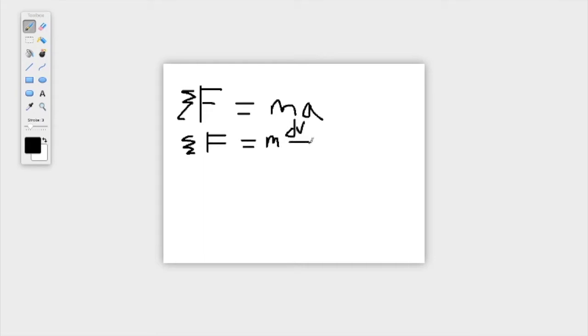So let's refer back to Newton's second law. F equals ma, or sigma F, we're talking about the net force. We can redefine acceleration as dv over dt. And this is how we get impulse and all that stuff. But we're not looking for impulse, we're looking for work.